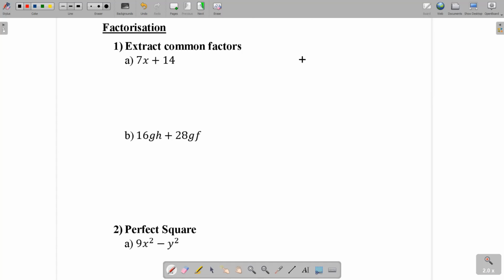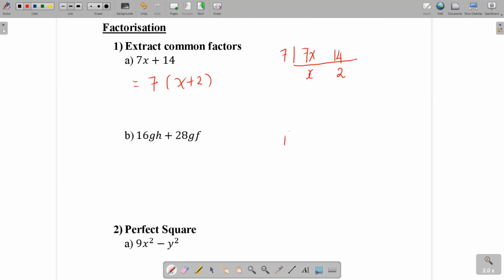A, 7x plus 14. Alright, so how do we find the common factor for these two terms? Okay, 7x and 14, we find the common factor, which is 7. So 7x divided by 7, we get x. 14 divided by 7, we get 2. So we are done factorizing by extracting the common factor out. The 7 we write over this side, and the x plus 2 will be in the bracket. Alright? So we try another example here.